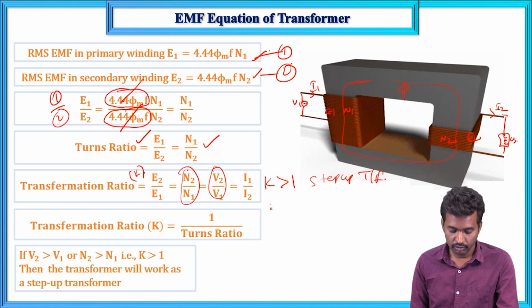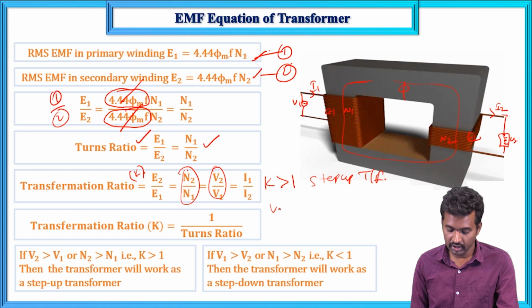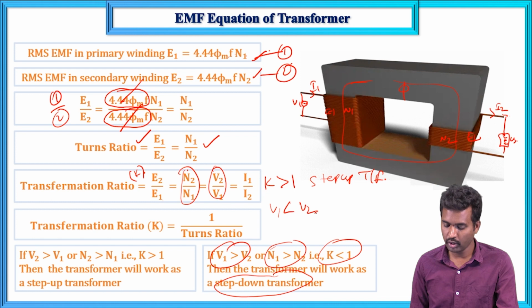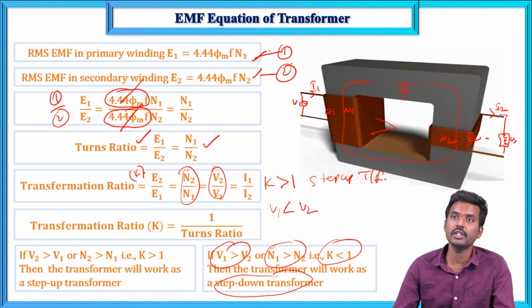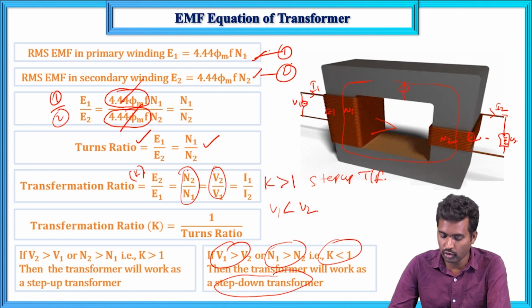And if it is V2, next case: V1 is greater than V2, N1 is greater than N2, and K is less than 1. That is a step down transformer, meaning the primary winding turns are greater than the secondary winding turns. So this voltage is greater than this voltage, then that is the second type. So, step up transformer and step down transformer.